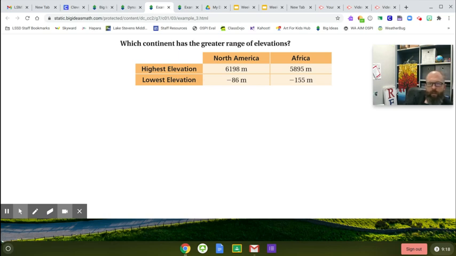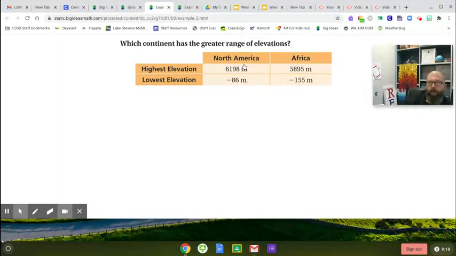We are on 1.3 example 3, and this is some real life stuff, is what they call it. So, which continent has the greater range of elevations? And range, if you remember from sixth grade, maybe you do, maybe you don't, that's the difference between the largest and the smallest. Okay, so if I have $2, you have $10, the range is 8, right? So you subtract the smallest from the largest.